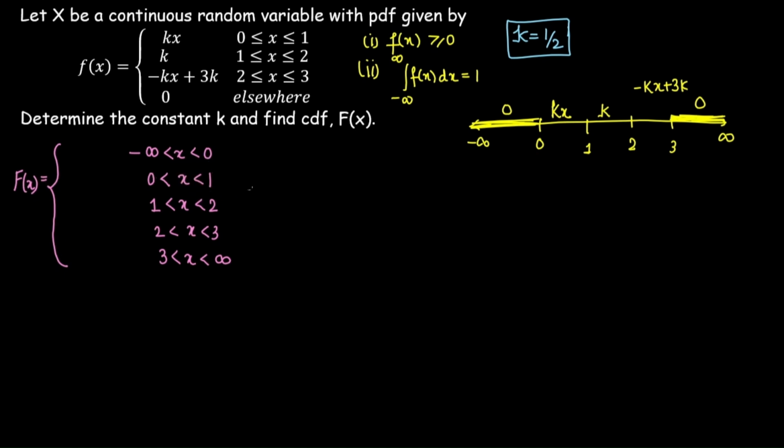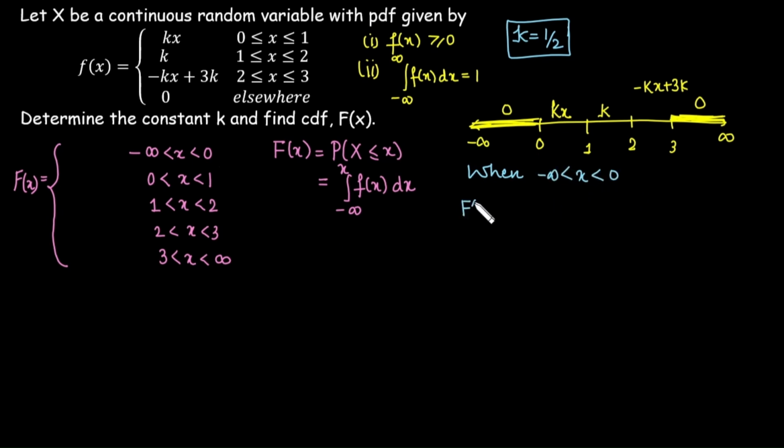How to calculate this? What is the formula of the cumulative distribution function? That is the probability that capital X is less than or equal to x, that is, the random variable values are less than or equal to x. That is equal to the integral from minus infinity to x of f of x dx. So first we will calculate the cumulative distribution function corresponding to this range, when x lies between minus infinity to 0.